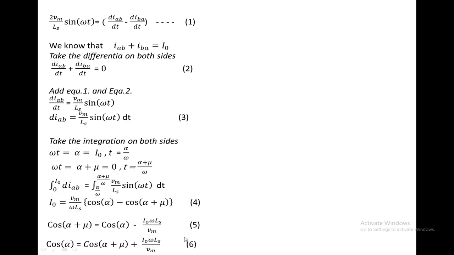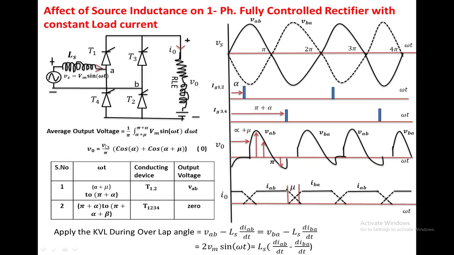Now first you have to substitute equation 5 in equation 0. This equation we have taken as 0. So V naught equals 2 Vm by pi cos alpha minus I naught into omega Ls by pi. In the same manner, substitute equation 6 in equation 0. We get V naught equals Vm by pi cos alpha plus mu minus I naught omega Ls by pi. This is nothing but the average voltage drop across the source inductor.